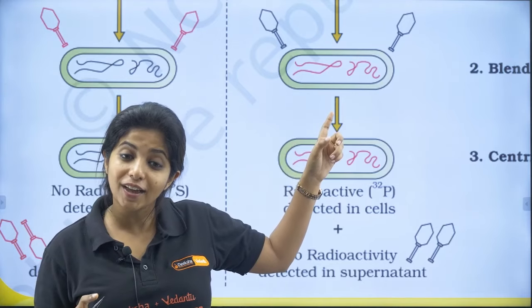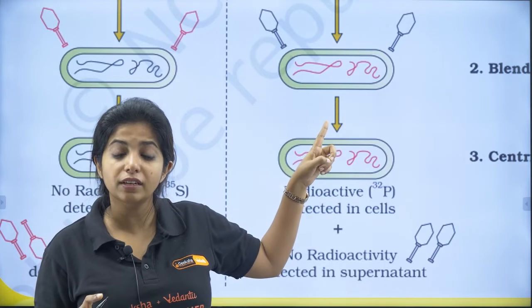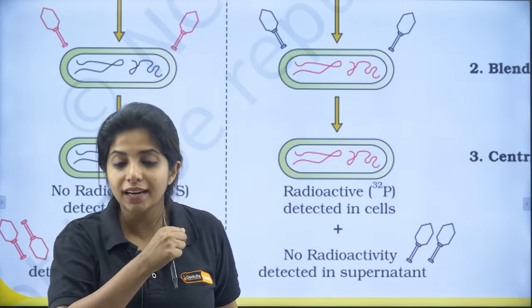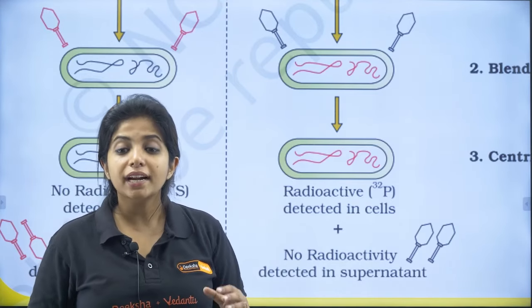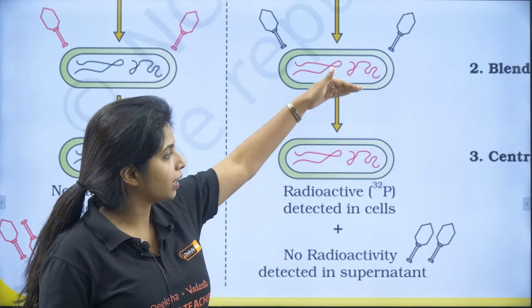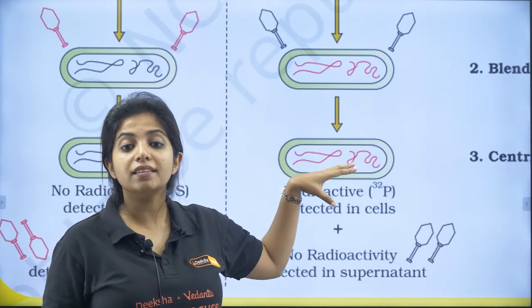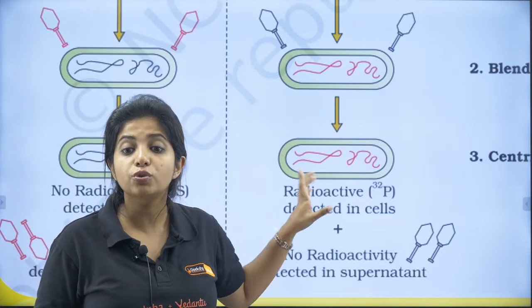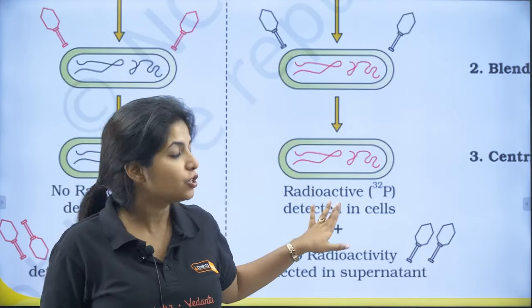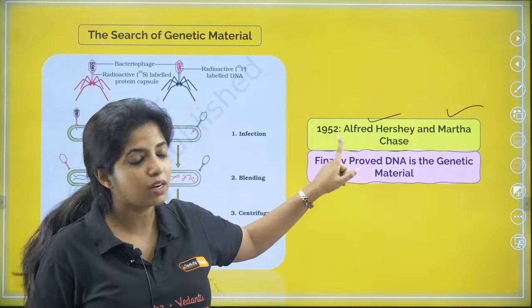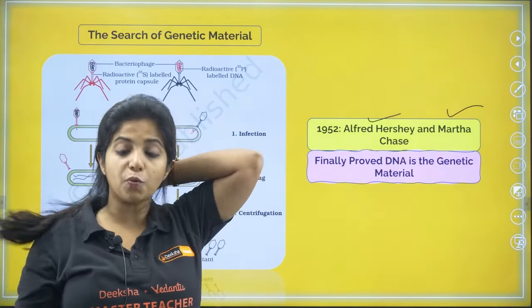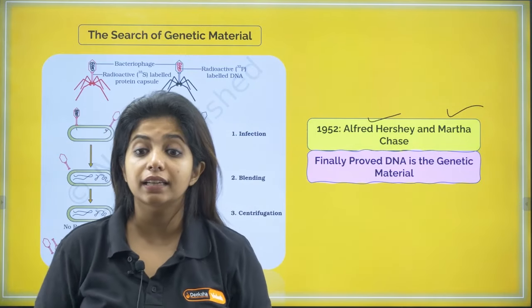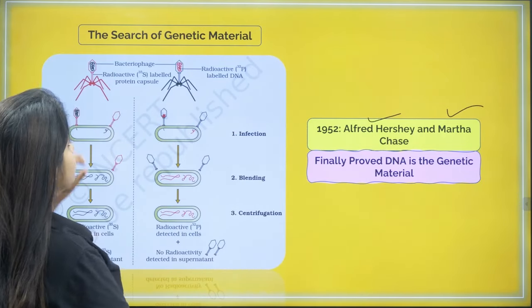And here, what was radioactive? What was made to be radioactively labeled, my dear children? It was the DNA which was made to be radioactively labeled. So they came to the conclusion that DNA is what is getting transferred, which is why I am able to see it over here. You get it? So this was the experiment of Alfred Hershey and Martha Chase, and with that they finally proved that DNA is the genetic material, in the year 1952.